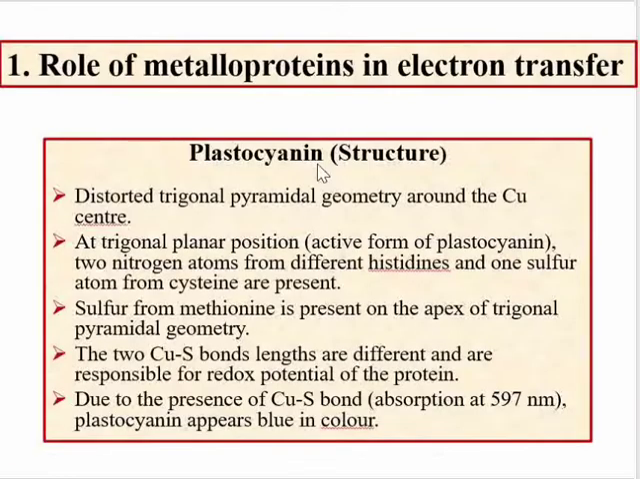Now we will see the structure of plastocyanin. Plastocyanin generally has a distorted trigonal bipyramidal geometry.